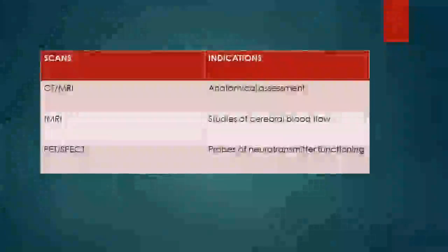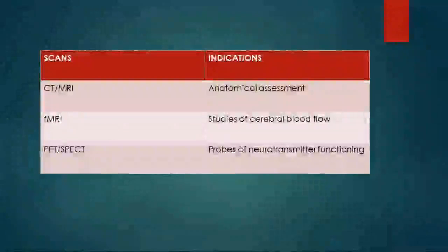So this is a brief indication for CT and MRI, which are used basically for anatomical assessments. The functional MRI is used for studies of cerebral blood flow. The PET and the SPECT are for probes of neurotransmitter functioning.